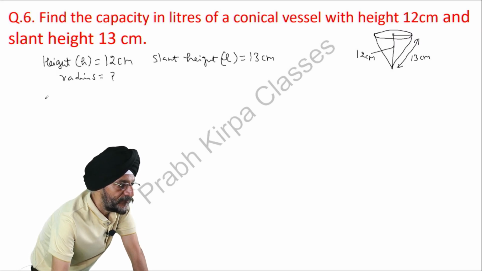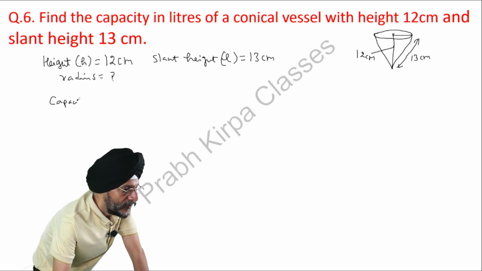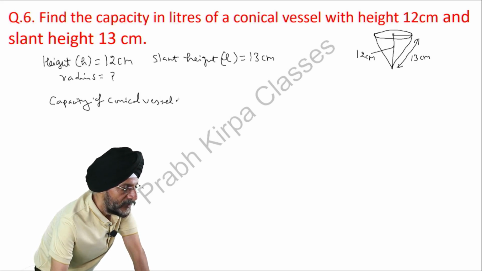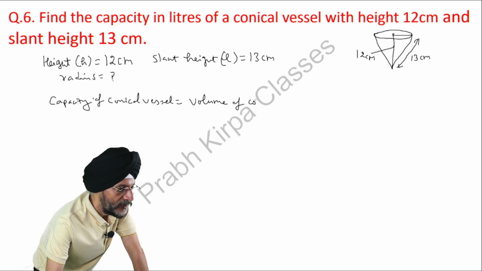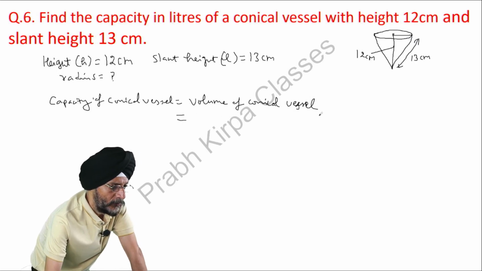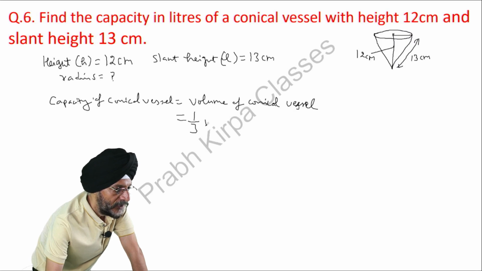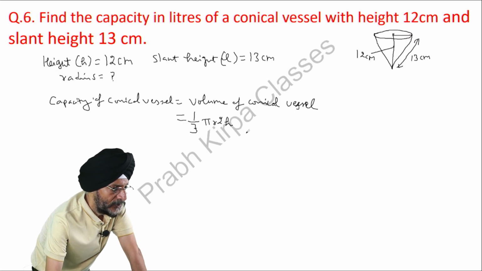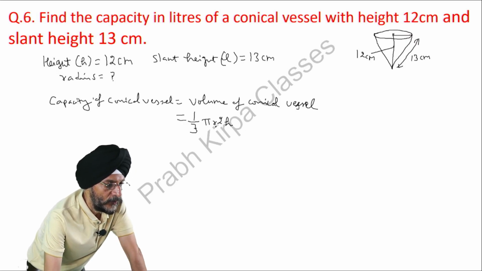Now, what is the capacity of the conical vessel in liters? Capacity of the conical vessel is equal to the volume of the conical vessel. What is the formula for the volume of a conical vessel? It is 1 over 3 pi r square h. So here we will have to find out the value of r.